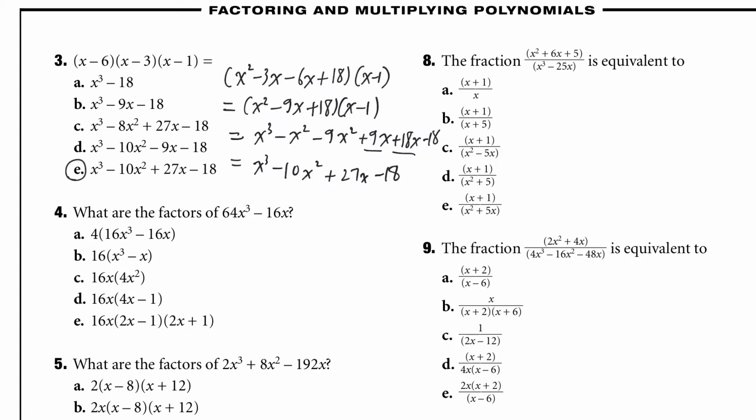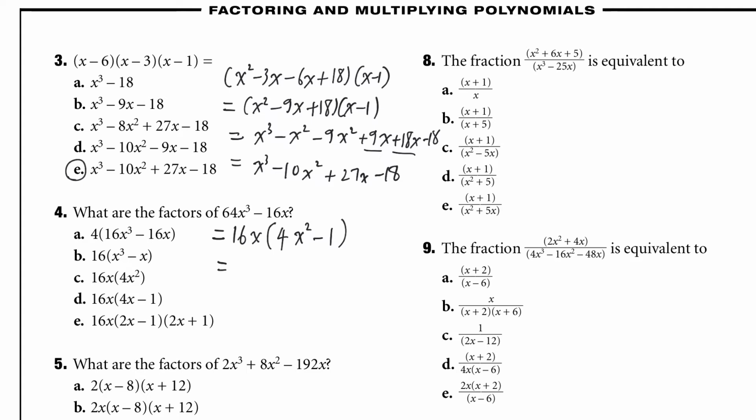What are the factors of 64x cubed minus 16x? Immediately I see that I can do common factoring first. And what can I factor out? Well, I can factor out 16. And I also see that I can factor out x. So what number multiplied by 16 gives you 64? That's right, it's 4. And what multiplied by x gives you x cubed? It's x squared. And similarly, what multiplied by 16 gives you negative 16? Negative 1. And what multiplied by x gives you x? It's just 1. So that's it.